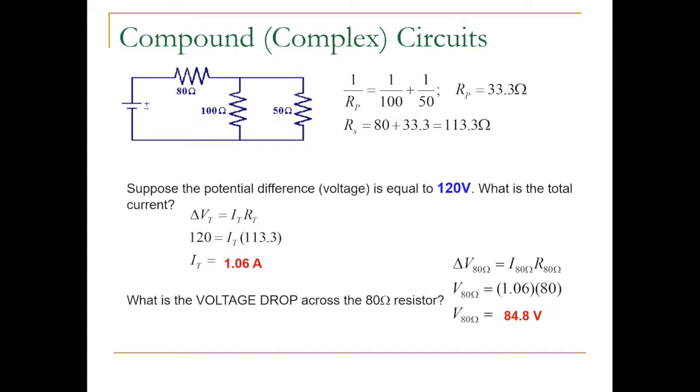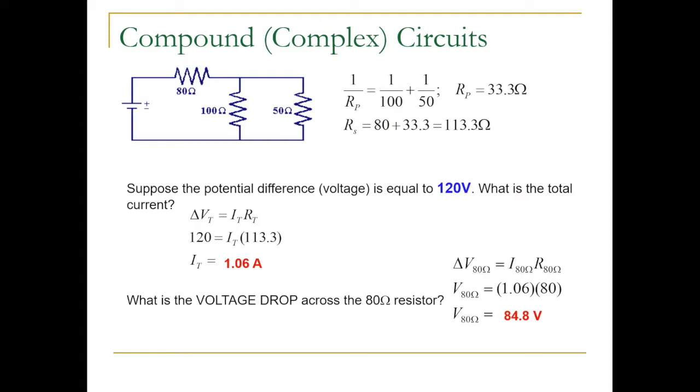So now that we have the equivalent resistance, we can find the current if we're told that the potential difference is 120 volts. And we can simply use Ohm's Law to do so. And so given that, we know that the current is going to be 1.06 amps. With the current now, we can determine the potential drop on the 80 ohm resistor, because we know that the current across the 80 ohm resistor is going to be the total current, and the resistance is already listed to give us a value of 84.8 volts.